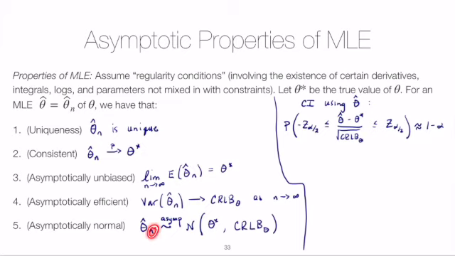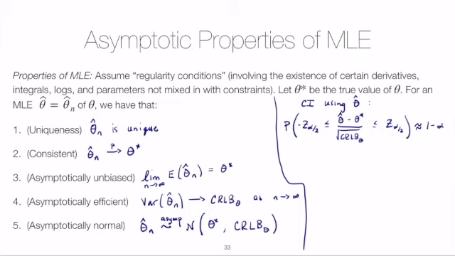sometimes we put an n to emphasize the dependence on sample size, is asymptotically normal, centered at the true value, and with variance equal to the Cramer-Rao lower bound for the parameter theta. So we're going to spend some time working up to a proof of this, and then we'll also see in class that asymptotic normality implies some of these others, for example, consistency.